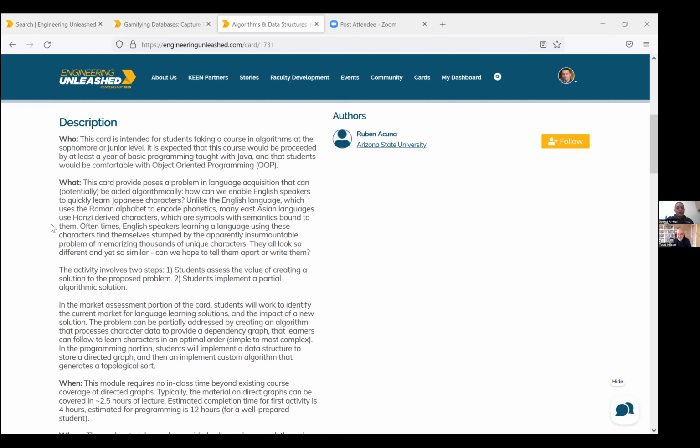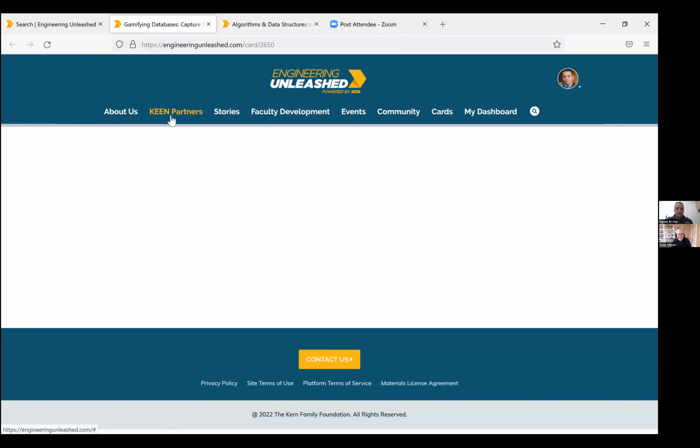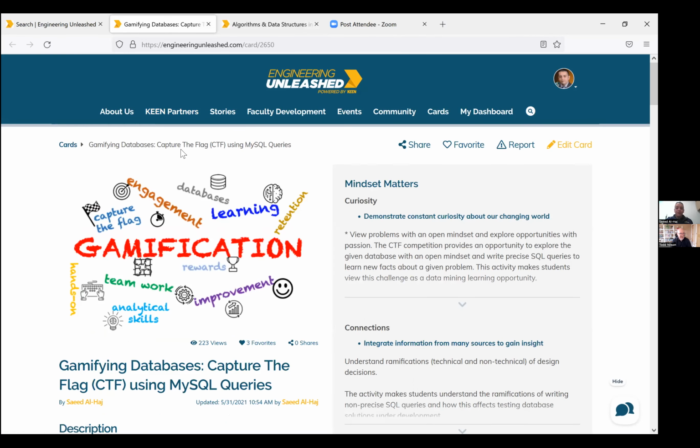The other card that I would like to talk about is about gamification. It's a card that I have created. It's my card. In this card, I tried to create some engaging activities for my database class. I teach databases, and I was thinking, okay, this class does not have a lab.